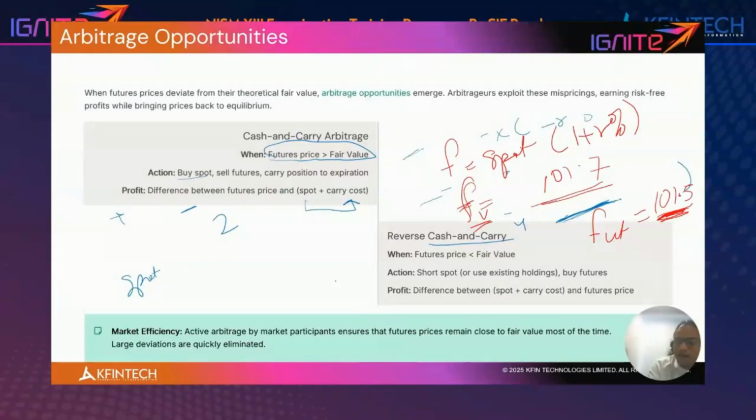So the asset value in future should be 101.7 based on this formula, which is a no arbitrage formula. But the actual price in the market on the trading terminal is what you are seeing as 101.5. Now here the future price is less than the fair value because future is 101.5, fair value is 101.7.